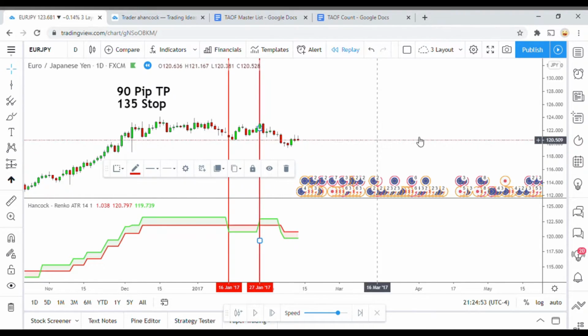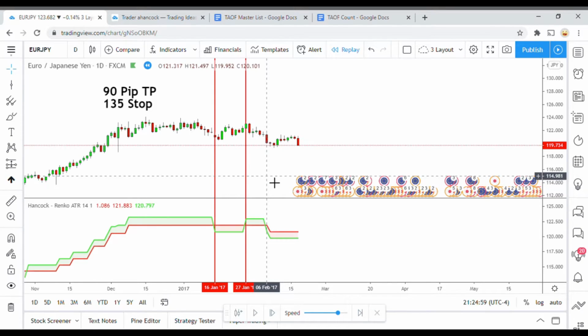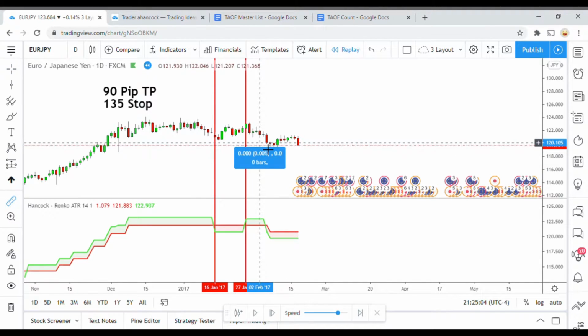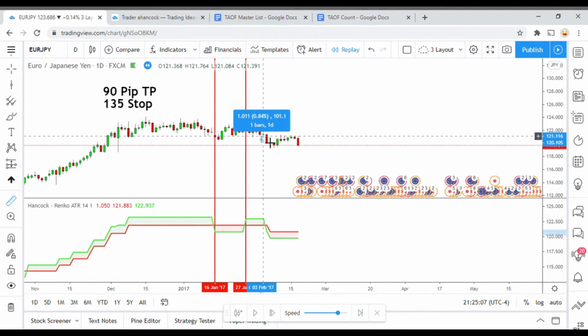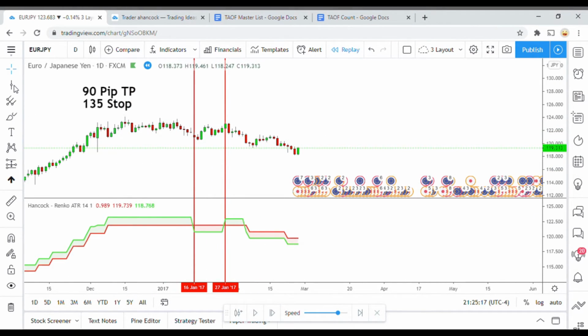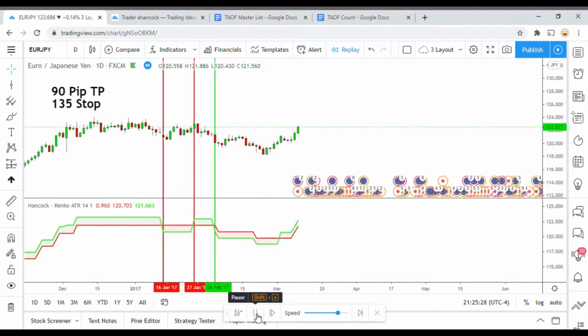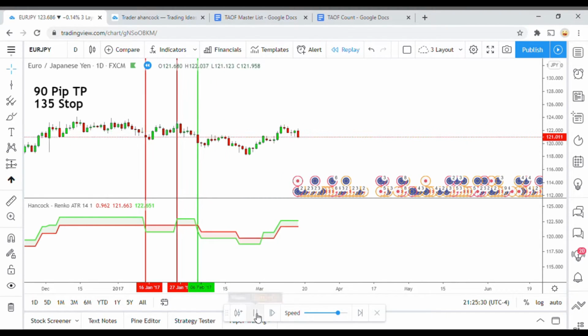Gives us a long signal right there. And unfortunately, that one did not work out for us either. Gives us a short signal here. Doesn't quite hit take profit, but it doesn't quite stop us out yet. So let's play it forward a little bit and see. There we go. That would have finally got us to take profit. So that would have done, all right.